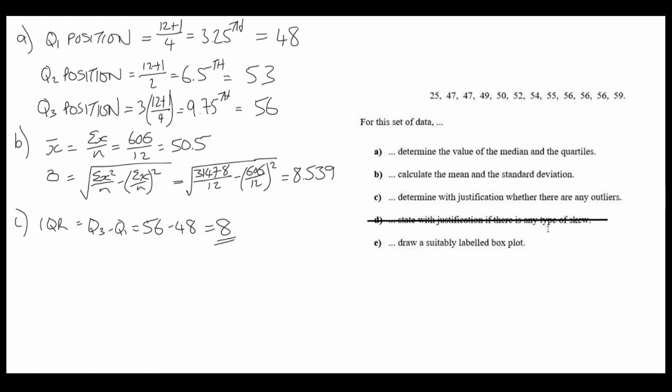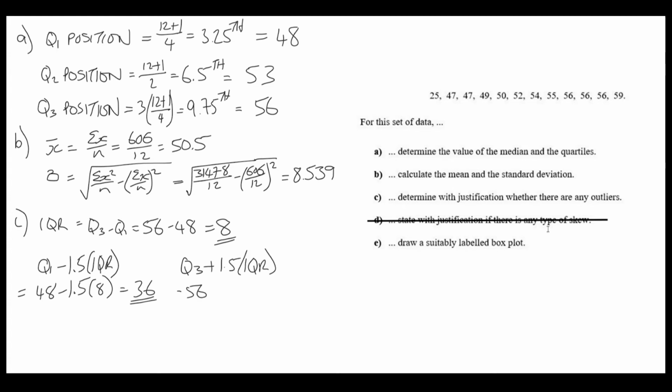We know we can find outliers by doing Q1 minus 1.5 times the interquartile range and Q3 plus 1.5 times the interquartile range. In this case, the lower quartile is 48, and if we subtract 1.5 times 8, that gets us 36. The upper quartile is 56, and if we add on 1.5 times 8, that gets us 68. So the outlier boundaries are 36 and 68. Any values beyond those are going to be outliers.